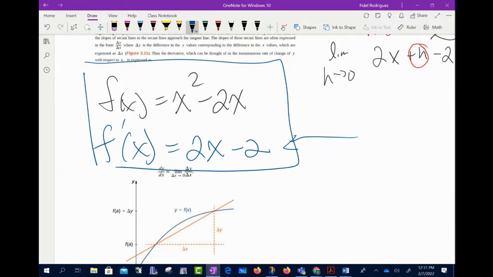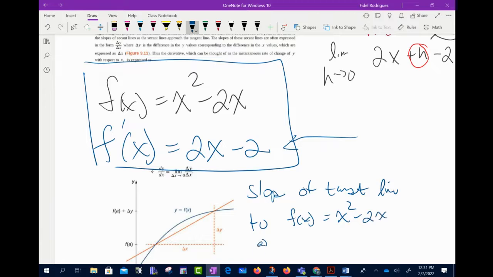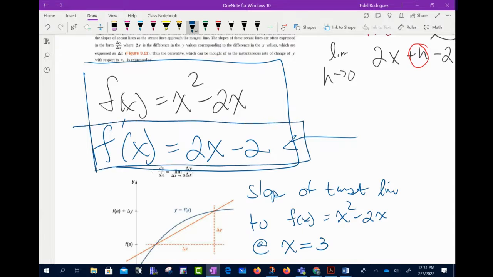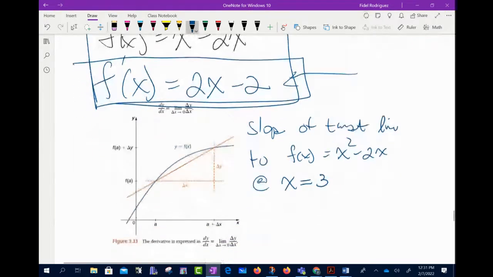So for instance, if we wanted to figure out what is the slope of the tangent line to f of x equals x squared minus 2x at, say, x equals 3, what we could do now is come back to this function. It's a derivative, but it's still a function. It's f prime of x, and we could plug in 3, and we would find the slope of the tangent line when x is equal to 3. Does that make sense?